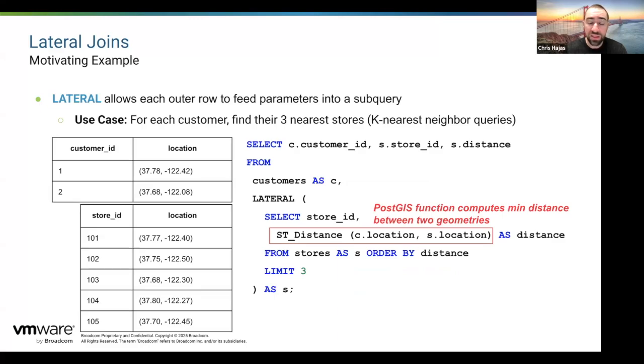And this is a more concrete example. This does use PostGIS functions, which is another feature of Greenplum. So here you can actually get the nearest stores using a k nearest neighbor query. So you could use the ST_Distance function and get the distance of the three nearest stores for each customer.